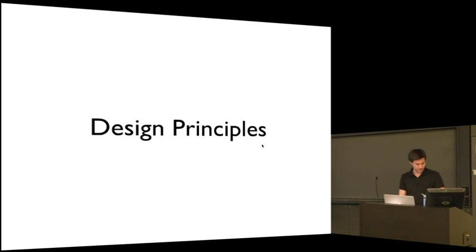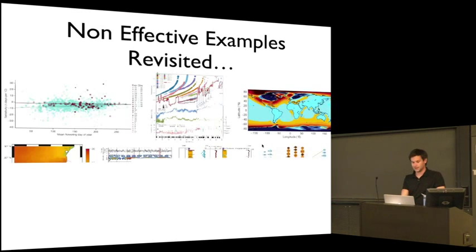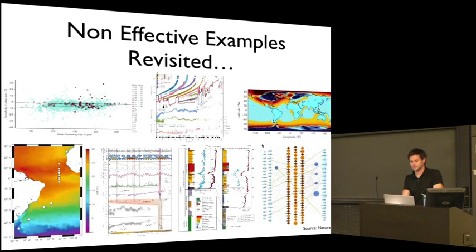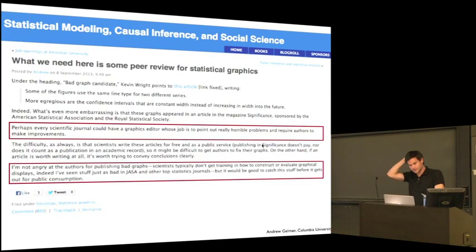Okay, the last part of my talk today will be about design principles. And again, we have these non-effective examples. And there was a discussion going on. So for instance, Andrew Gelman from Columbia University, he said perhaps every scientific journal could have a graphics editor whose job is to point out really horrible problems and require authors to make improvements. That's his suggestion. He said, I'm not angry at the authors for publishing bad graphs. Scientists typically don't get training in how to construct or evaluate graphical displays.